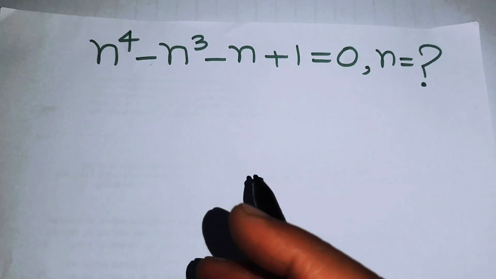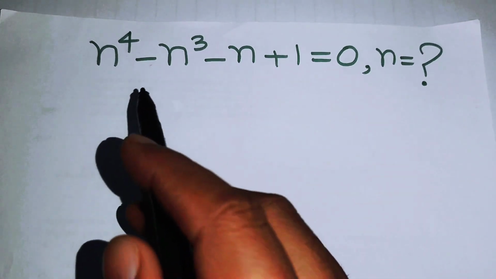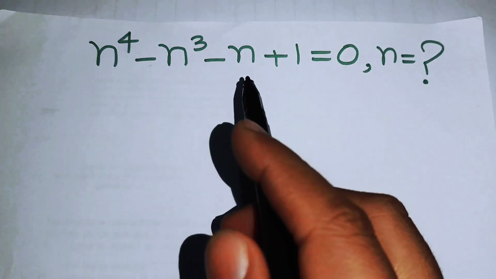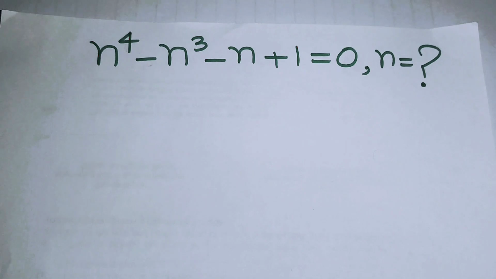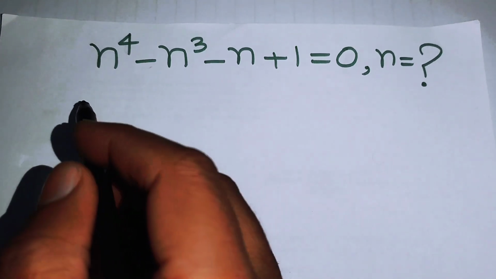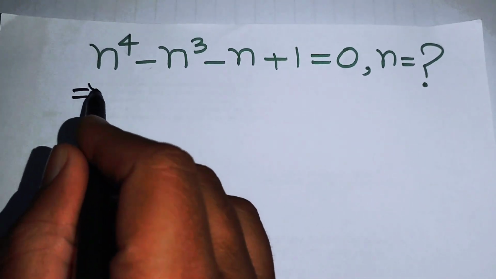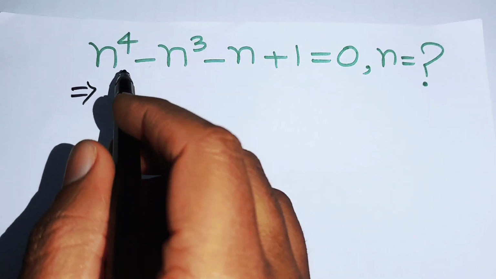Hello everyone, how to solve n to the power of 4 minus n cubed minus n plus 1 equals 0, and we solve this problem for the values of n. So the very first thing we are going to do is rewrite this equation.